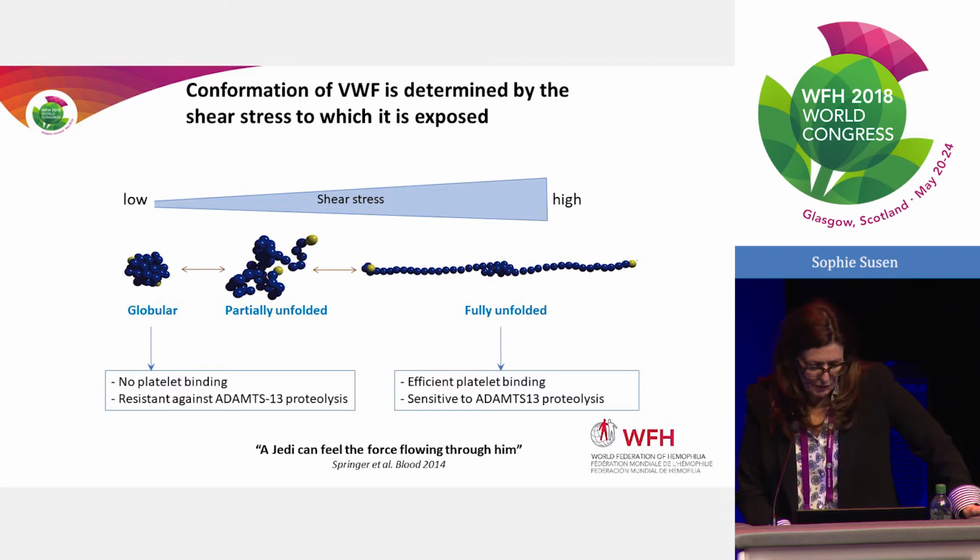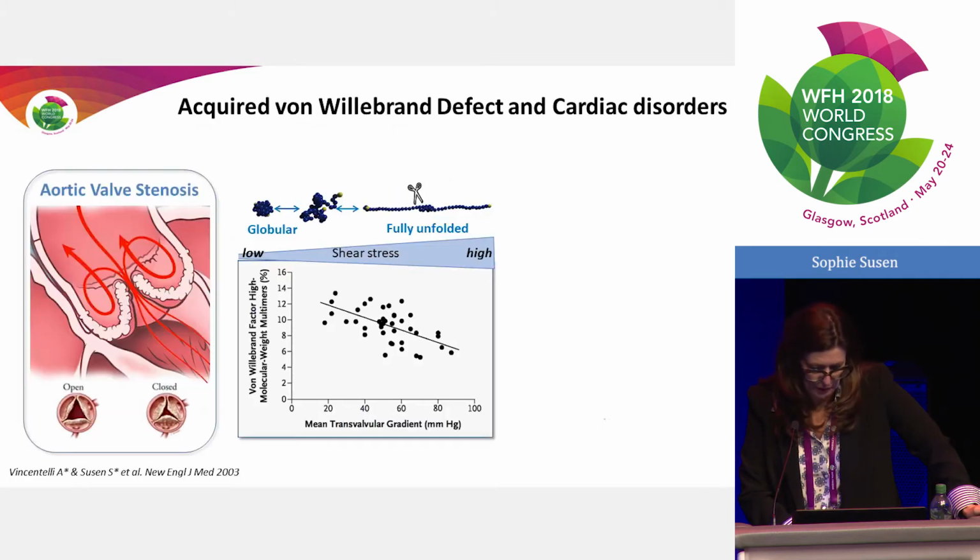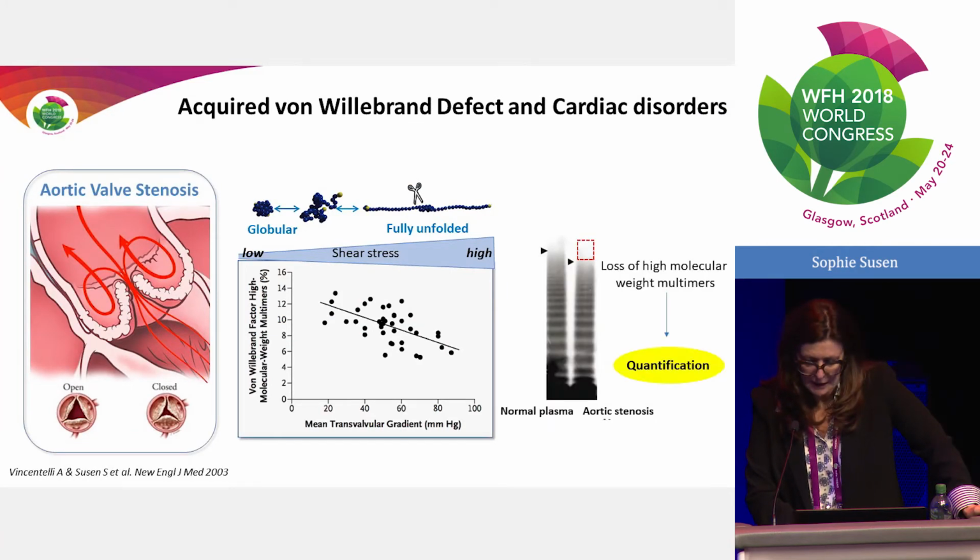In aortic stenosis, we and others describe the full picture as follows: when the multimer goes through the stenosed aortic valve, the multimers become elongated and folded and become sensitive to proteolysis, and there is a decrease in high molecular weight multimer. There is an inverse correlation between the severity of the disease, here the gradient, and the high molecular weight content. And this is very useful because you can have a quantitative assessment of the loss of high molecular weight multimers in different cardiac settings associated with high shear.